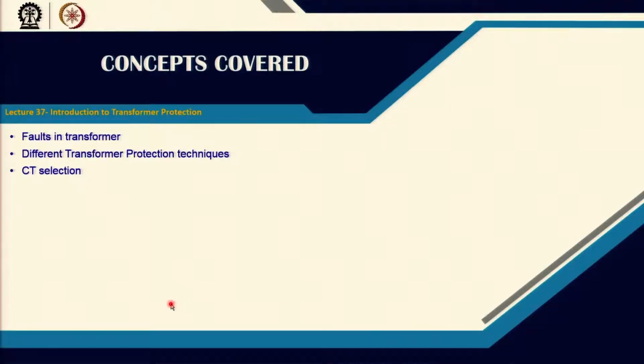In this lecture, we will be introducing the challenges with transformer operation from the perspective of faults and allied issues related to protection. What are the different possible faults in a transformer, and the associated transformer protection techniques, from mechanical to electrical. And then at the end we will see how, from the differential protection perspective, we will have the CT selection.